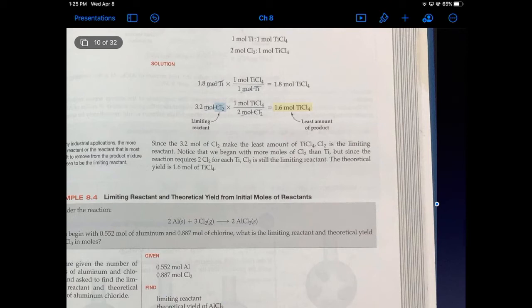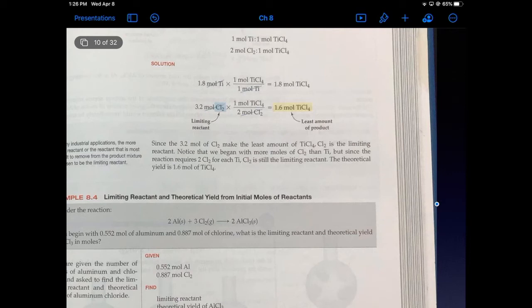Again, you have to be able to look at these recipes or chemical equations and set up the various conversion factors you would possibly need, looking at the ratios in which the ingredients come together or are related to each other. In this case, just like I said, the 1.8 is smaller than the 3.2, but that's actually not your limiting reactant. Because you use 2 chlorines for every 1 titanium, the chlorine, even though you have 3.2 moles, which is more than the titanium, is still going to be your limiting reactant, because look how much product you get. That's all that matters. How much product are you going to make?